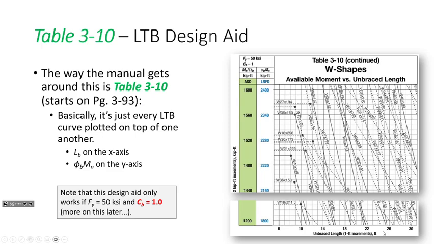Okay? But I'm going to show you how to use this chart, and it's going to be a lot easier than you would think. Okay? So the way it works is we have the unbraced length on the x-axis, and on the y-axis we have the moment capacity. Okay? The moment capacity either in ASD or LRFD. So we're using LRFD. Okay? Now, this design aid only works if you have 50 ksi steel and if Cb is 1, okay? More on that later, about what happens if Cb is not 1. Today is just introducing you to this curve.